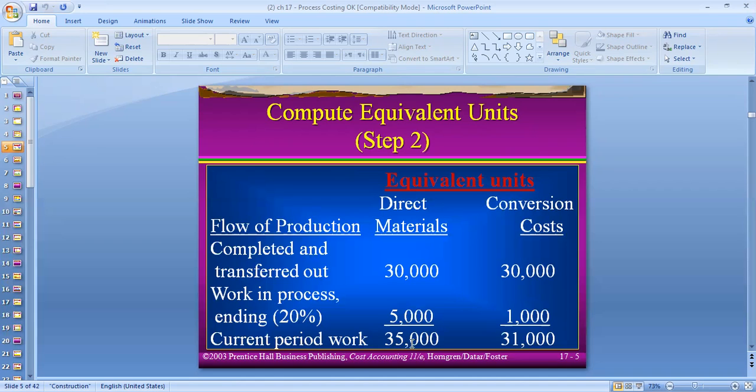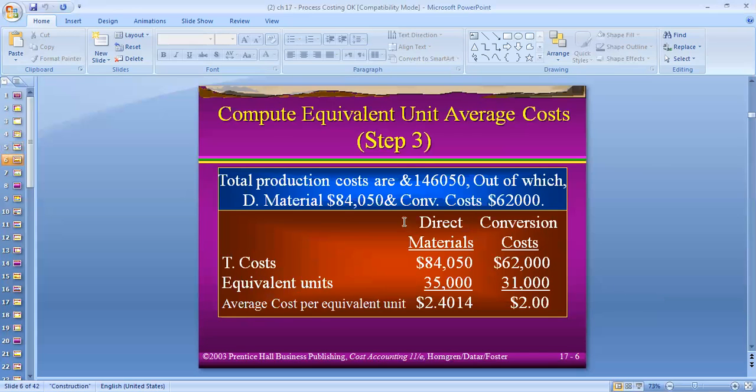Now, the current period work as a total, 35,000 for direct material, that is the equivalent units, and 31,000 for conversion cost. The next step, step 3, as the slides tell me now, will be the average cost per unit. So, compute the equivalent unit average cost. Total production costs, he told me, are 146,050, out of which direct material is 84,050. So the remaining conversion cost is 62,000.